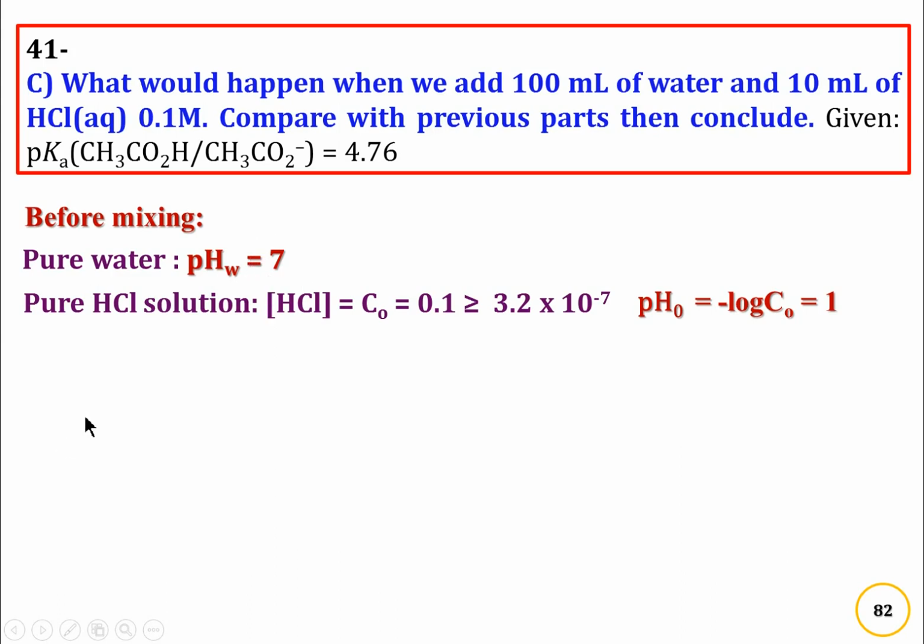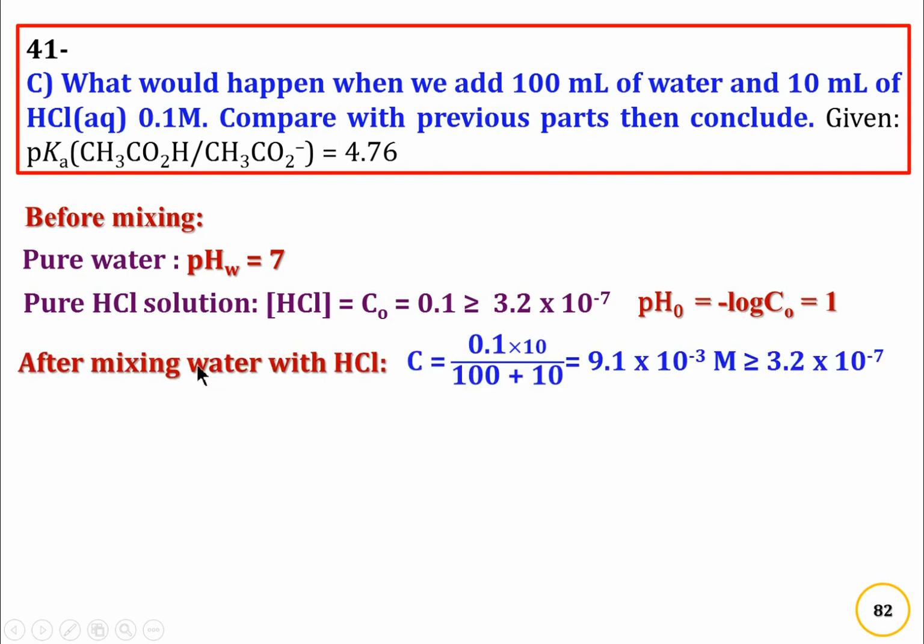divided by 2 equals 7. And in the second beaker, we have HCl solution of concentration 0.1 molar. This concentration is greater or equal to 3.2 10 minus 7, so we apply directly the relation pH0 equal minus log C0 equal 1. So we have two beakers, the first containing water of pH 7 and the second containing HCl of pH 1. Now what would happen when we mix water with the HCl?